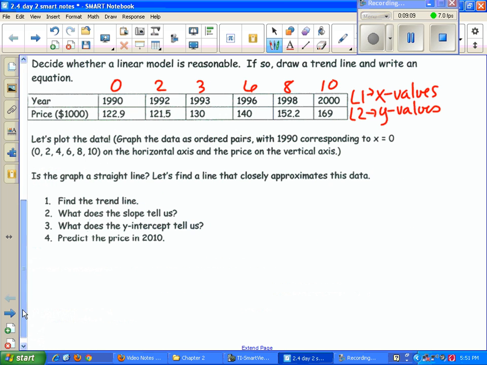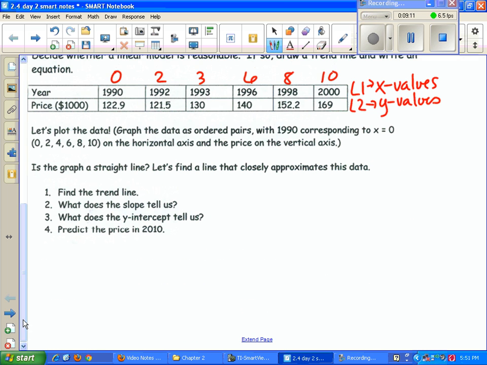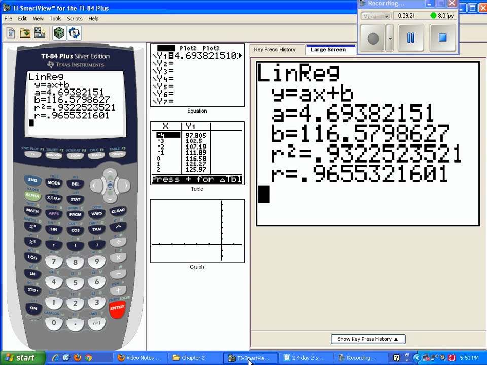So on my notes, we just did the first part. First we wanted to decide whether a linear model is reasonable. If you go back to our calculator, notice that our R value is 0.9655. Usually I round to 4 decimal places when I do my equation and my R value. The closer to 1 or -1, the better fit the line. This is very close to 1. Therefore, I would say that a linear model is a good model for this data.